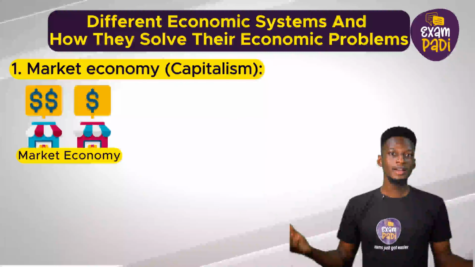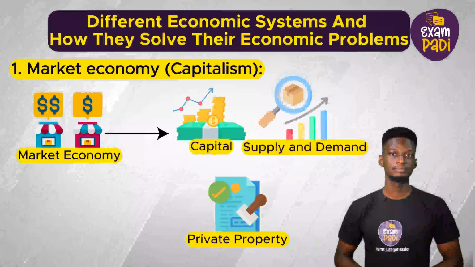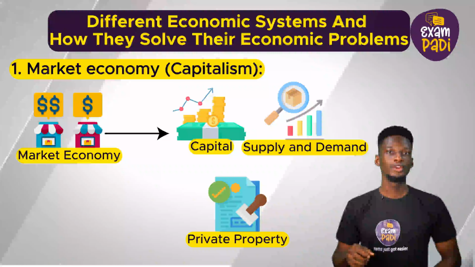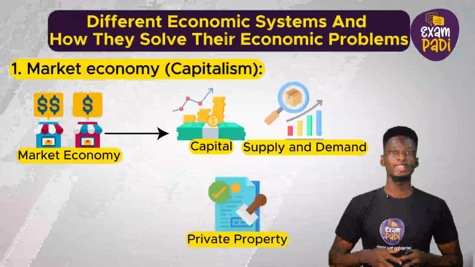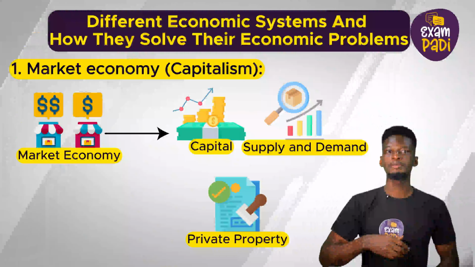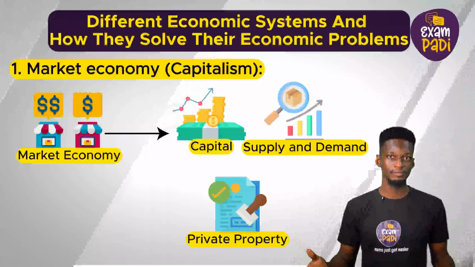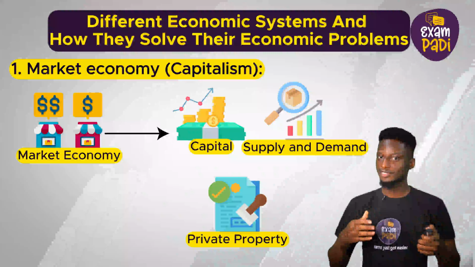1. Market economy, also called capitalism. In a market economy, resources are allocated through supply and demand market forces. Economic problems are addressed through decentralized decision-making by individuals and businesses. Prices act as signals for resource allocation in this economic system.